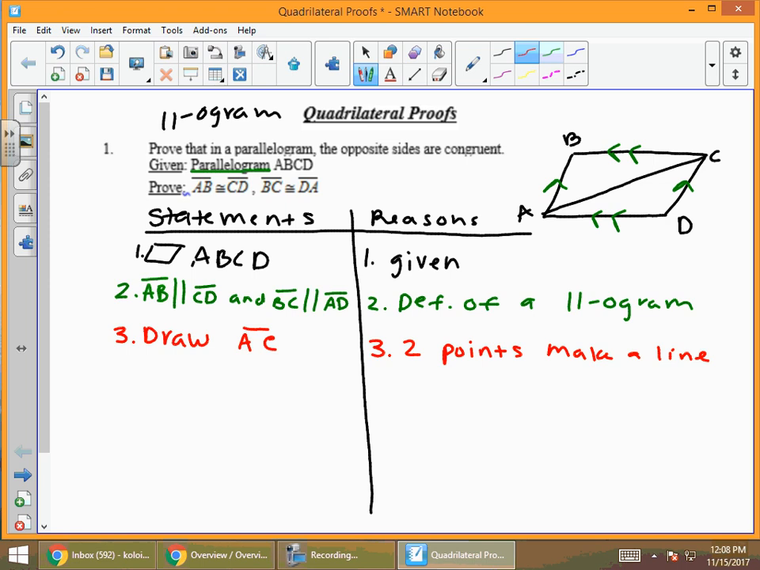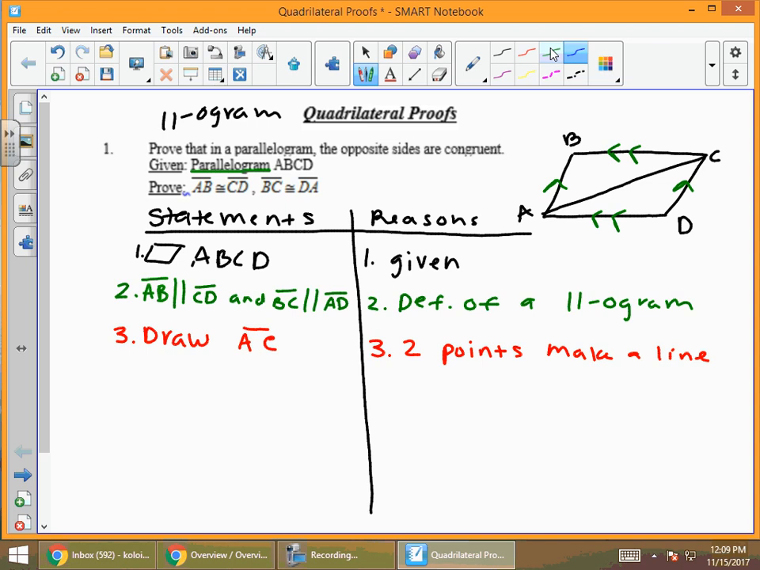Okay? Now that we have two triangles, we're just doing those triangle proofs. We have to prove that those two triangles are congruent. Because if we prove that these two triangles are congruent, then we can say that the parts are congruent. And their parts are AB and CD. We can state that those are congruent. And we can say that AB is congruent to CD. And that's what we're essentially trying to prove.